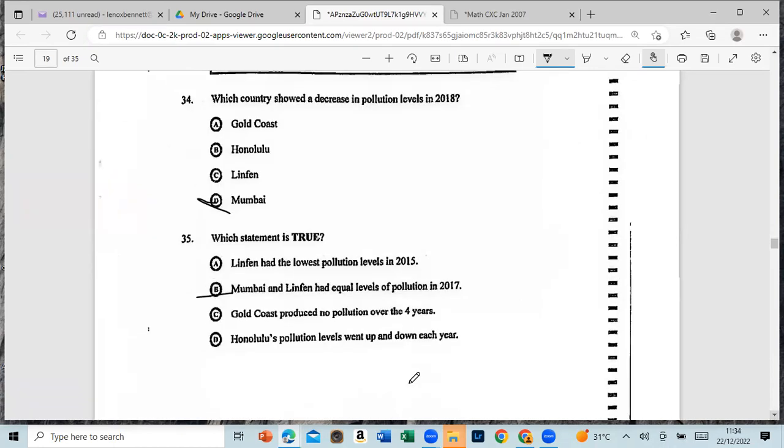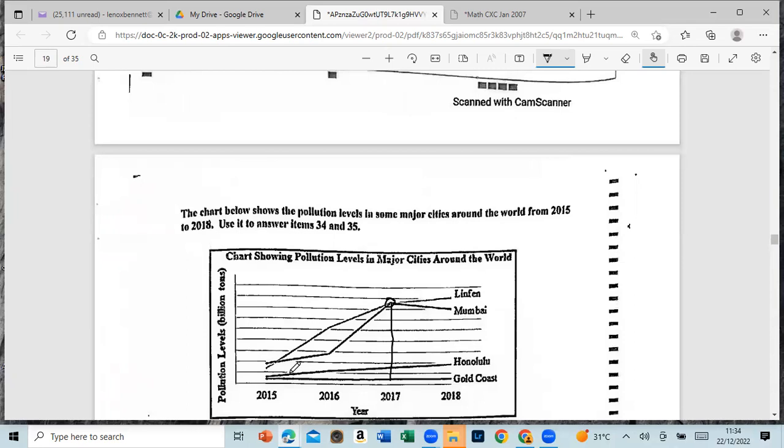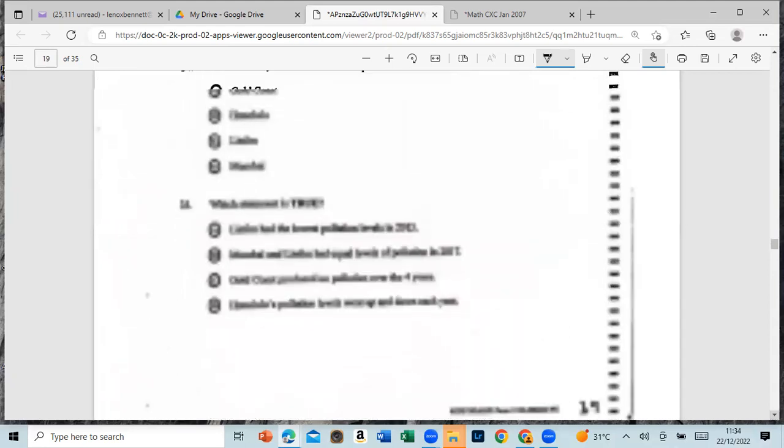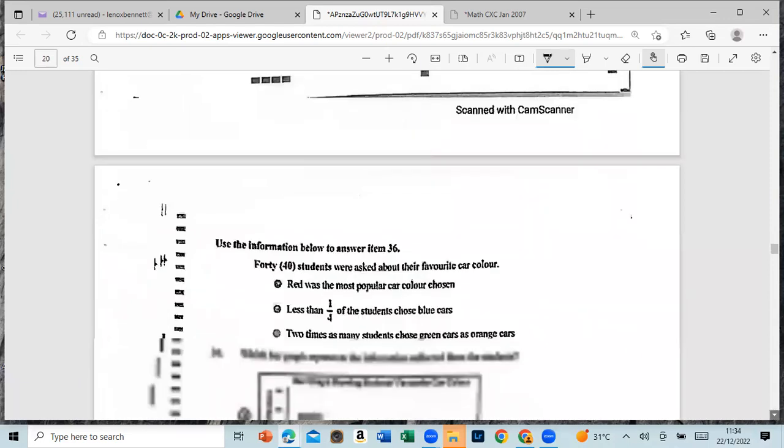All right. Honolulu pollution levels went up and down each year. Let's see if that is correct. Up and down each year. So if you go up, then down, then no. See it? It's consistently rising. So it is B, but we just check out the others. So in the exam, check out all of the options just in case. You might see something that trips you up.